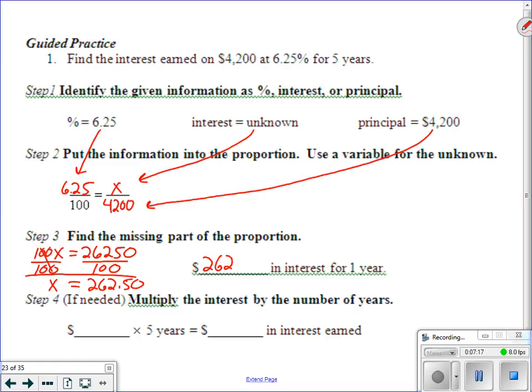Now that is the amount of interest for 1 year. But we need to know what it is for 5 years. So we're going to take that $262.50 and multiply it by 5. When you take $262.50 times 5, you're going to get $1,312.50. So over that 5 years, you would earn $1,312.50 in interest.